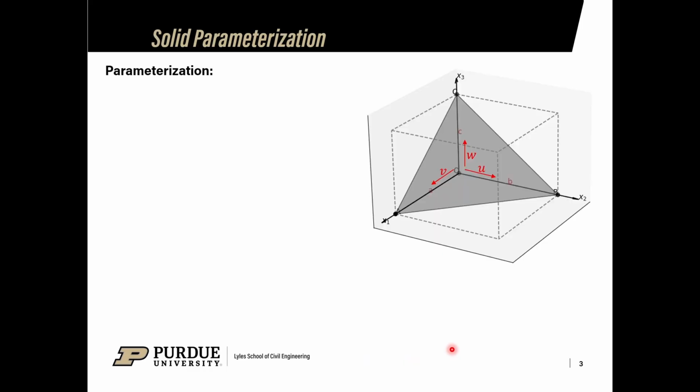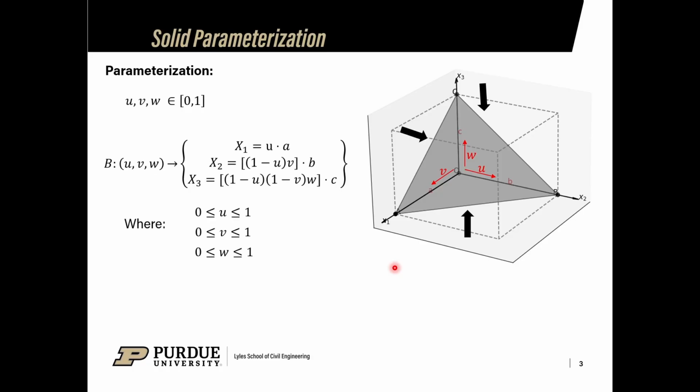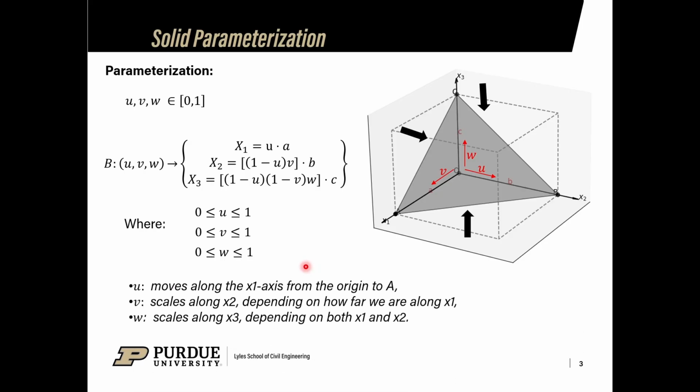To reach the new parameterization, we analyze the three coordinate faces, which are the faces OAB, OAC, and OBC, and construct formulas for x1, x2, and x3 in terms of u, v, and w, with u, v, and w all between 0 and 1. So u moves along the x1 axis, v spreads along the x2 depending on u, and w scales the height depending on both u and v.